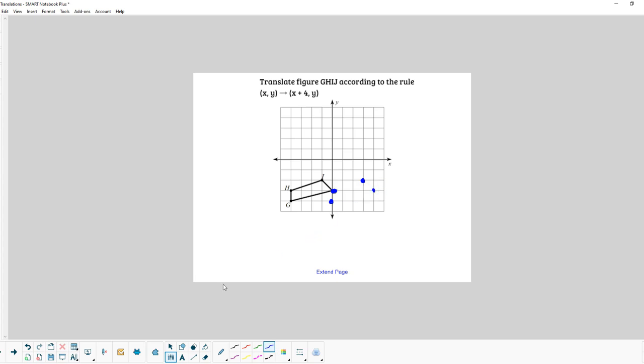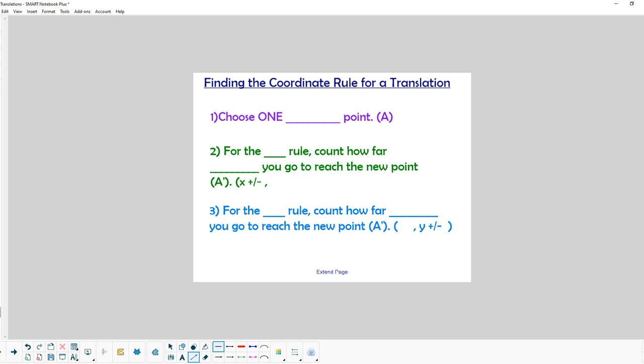Now if we grab our line tool again, we can plot our new figure. Sometimes when you're drawing these, unless you use a ruler, it's hard to get them exactly looking the right way. But this one we just shifted 4 places to the right based on that rule.